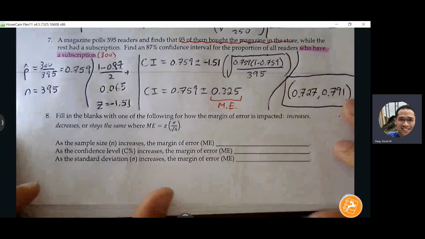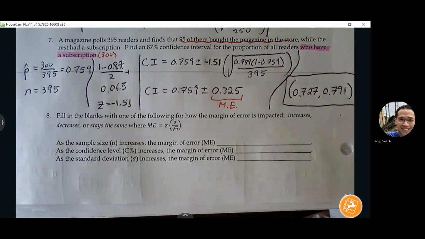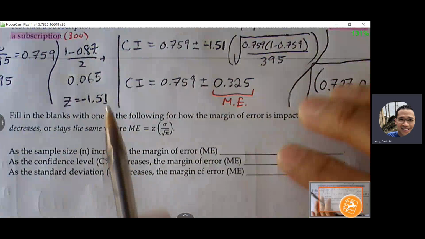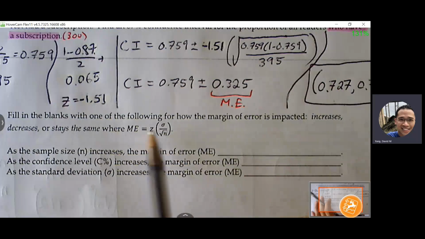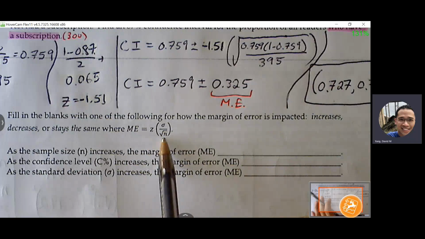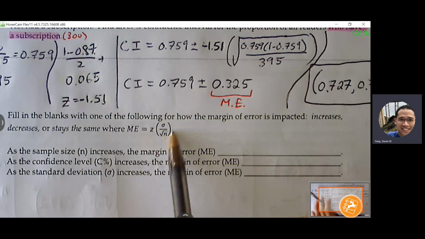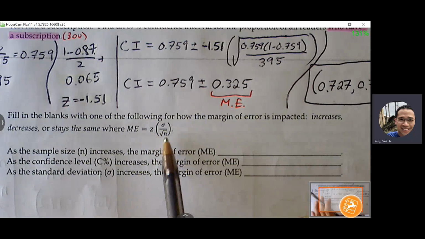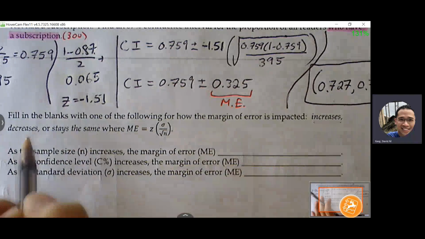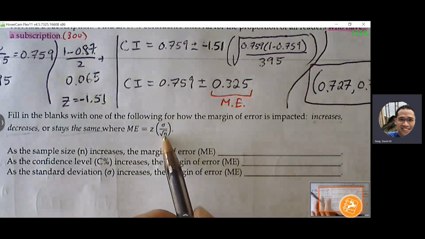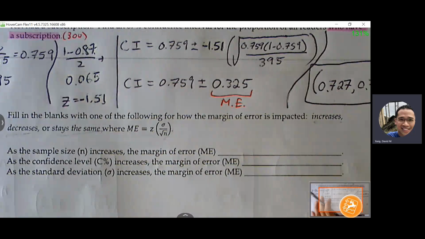Okay, last part here, number 8. Fill in the blanks for how the margin of error is impacted. Is it going to increase, decrease, or stay the same? So number 8, it says, as the sample size increases, what's going to happen to the margin of error? So if I keep increasing n in the denominator, what's going to happen to my overall value? Is my value going to increase or decrease or stay the same? Those are my options. Yeah, because as my n is getting larger in the denominator, that's going to force my fraction to get smaller and smaller. So yeah, decrease.